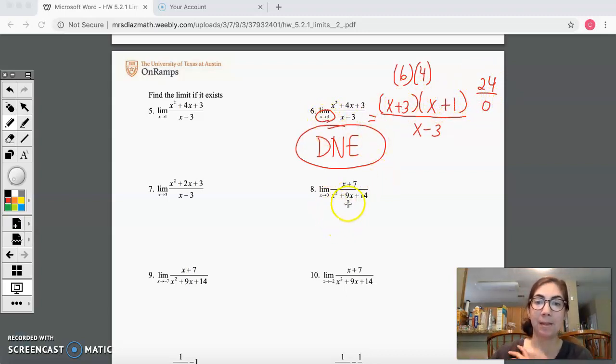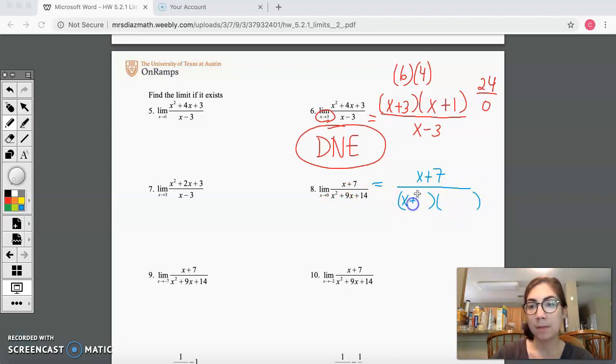Okay, let's look at the next one. The next one is x plus 7 on the top, all over x squared plus 9x plus 14. I think this is going to be x plus 7 and x plus 2. Those are my factors. Notice the x plus 7s will cancel. You're left with a 1 on top. Y'all be careful with that. There's a 1 on top over x plus 2.